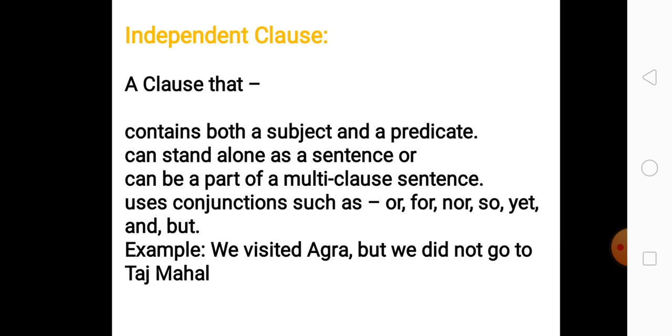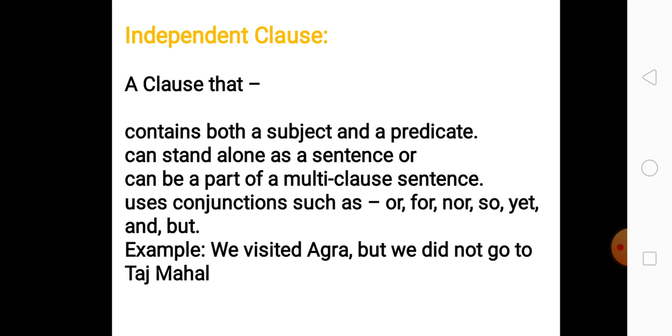Now clauses are of two types. The first is the independent clause and the second is the dependent clause. An independent clause contains both a subject and a predicate. The second thing is that it can stand alone as a sentence. It does not depend on something else to complete its meaning, or it can be part of a multi-clause sentence where more than one independent clause is present.